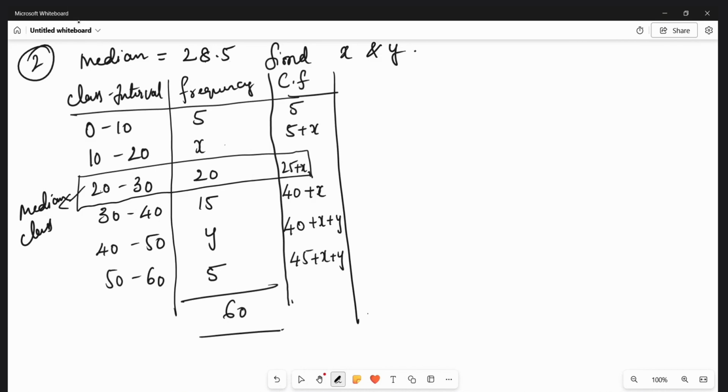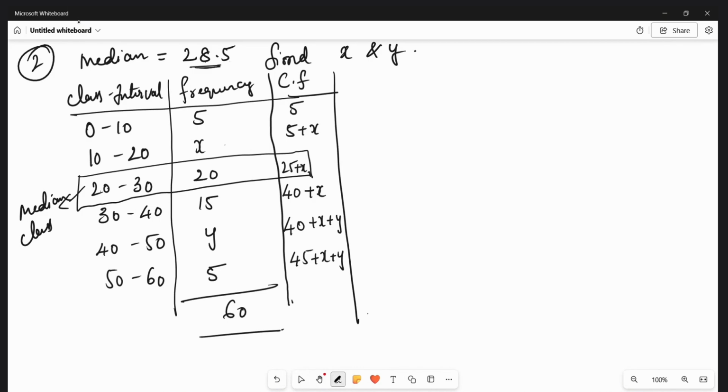So always, whenever they have already given the median value, you have to search in the class interval. So between 20 to 30, you have that. So that is the median class. So we should take it from the class interval, not from the CF. If they've given it, you have to take it from the class interval.